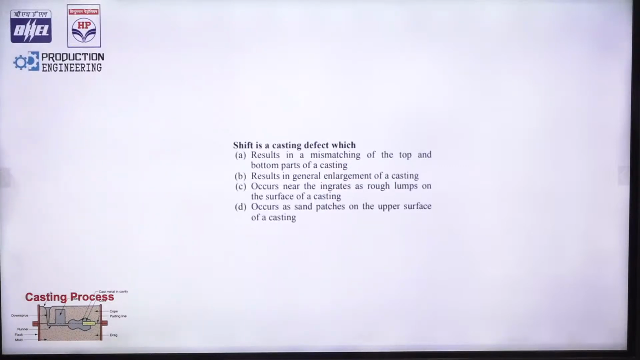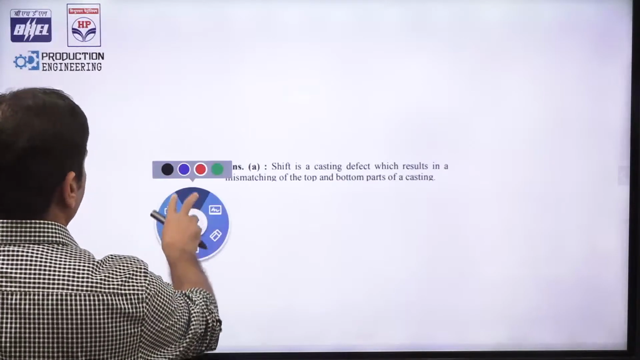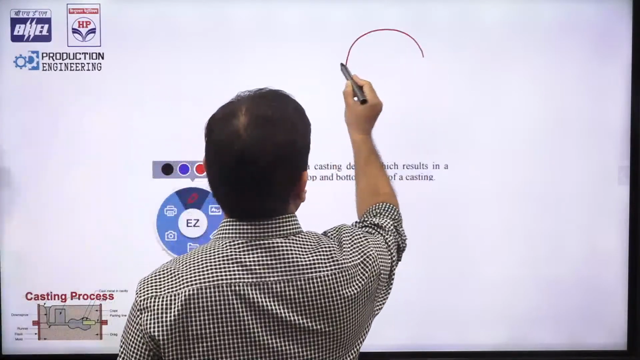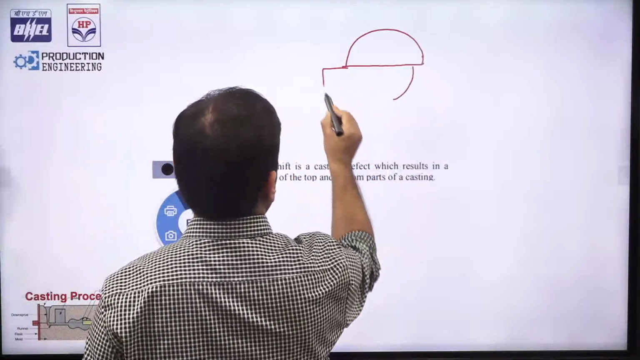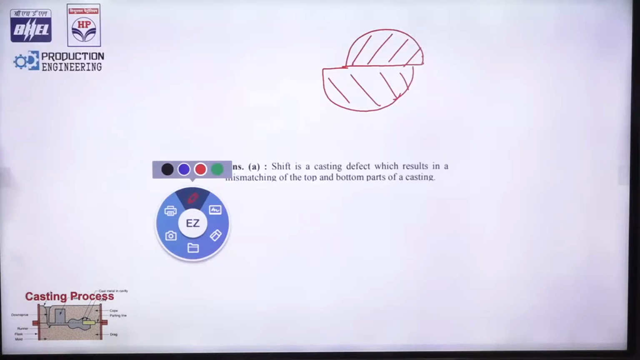What is shift? Shift is a casting defect. What do you understand by the casting defect? When do you see the shift? Because of mismatch in the top and bottom part of casting. There is a mismatch between top and bottom casting. So mismatch means the cope and drag may not be aligned, like this, and this is called mismatch. Maybe it is because of the cope and drag that there is a mismatch. So this kind of defect.